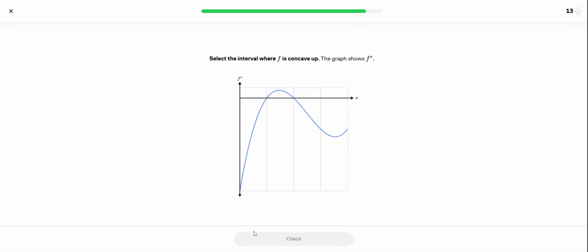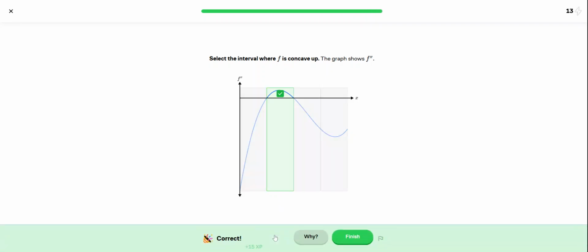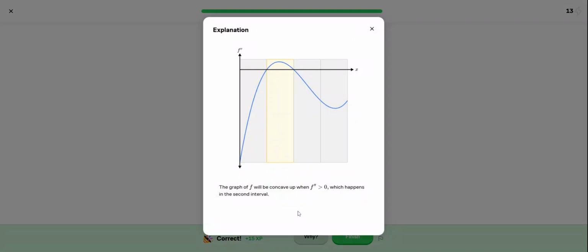Set the interval where f is concave up. Again, the same question that I previously encountered, so the second derivative must be greater than 0. Only this one applies. Let's check it again. Yup, that is also correct. Let's click Why. The graph of f once again will be concave up only where the second derivative is greater than 0, so only the second interval is the correct answer to this question.